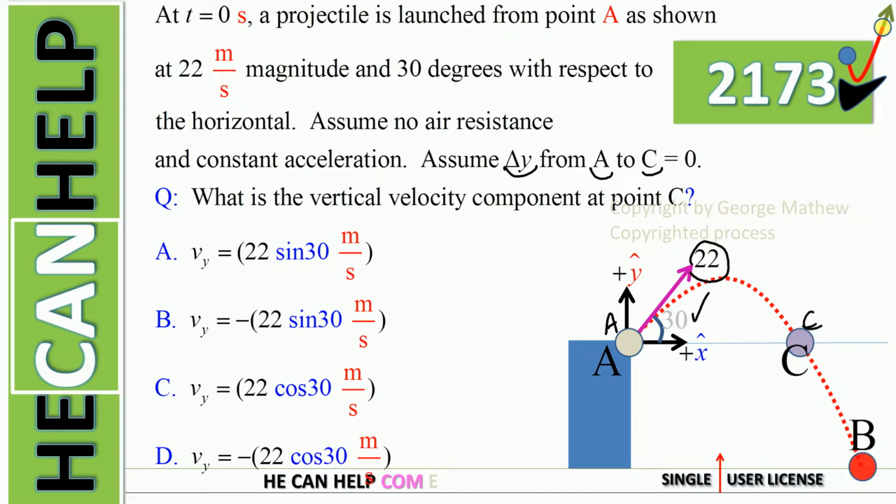Question: what is the vertical velocity component at point C? Is it A, or is it B, or is it C, or is it D?